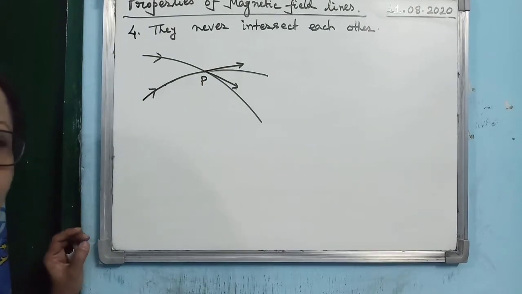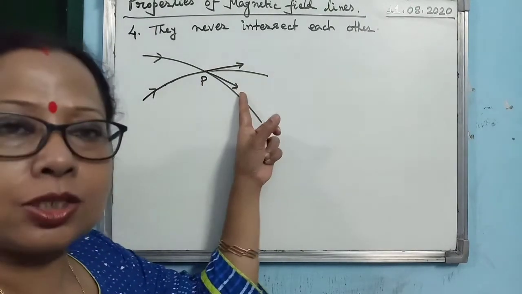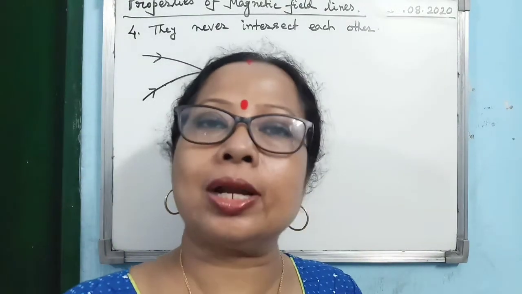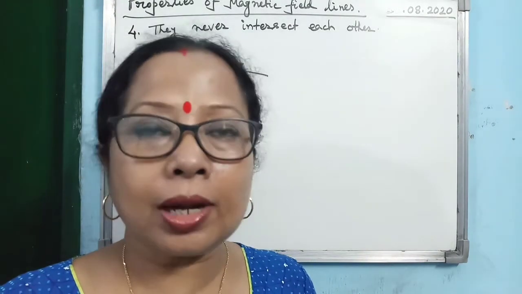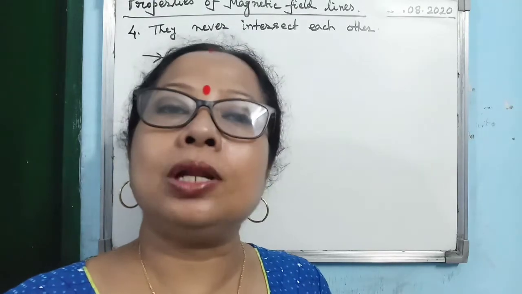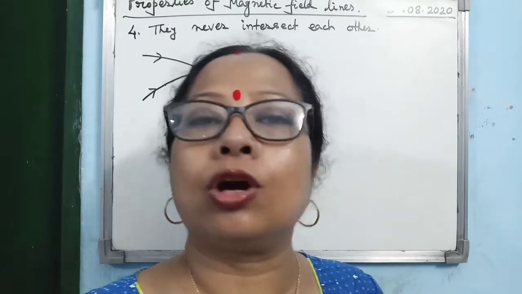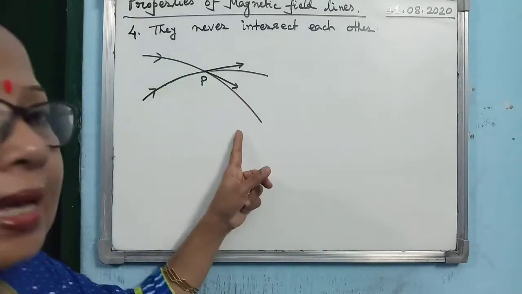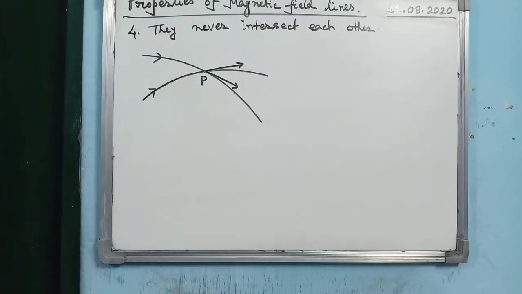So 2 tangents will give 2 directions of magnetic field strength at one point. Alright, which is not possible. At one point, there will be only one direction of the magnetic field strength. So the 2 magnetic field lines cannot intersect each other.